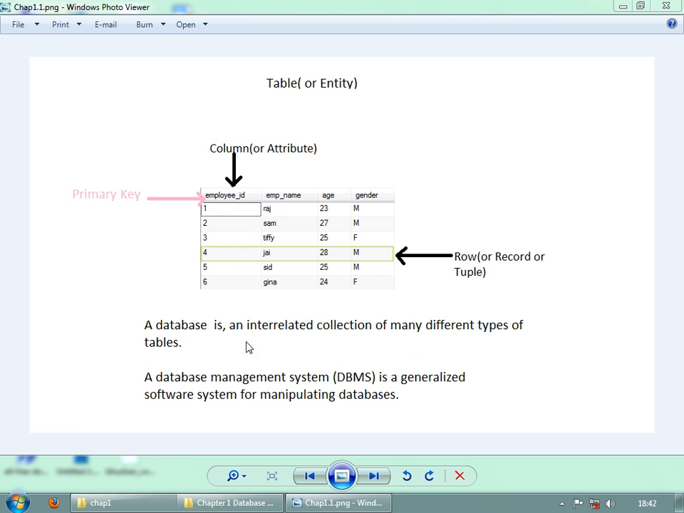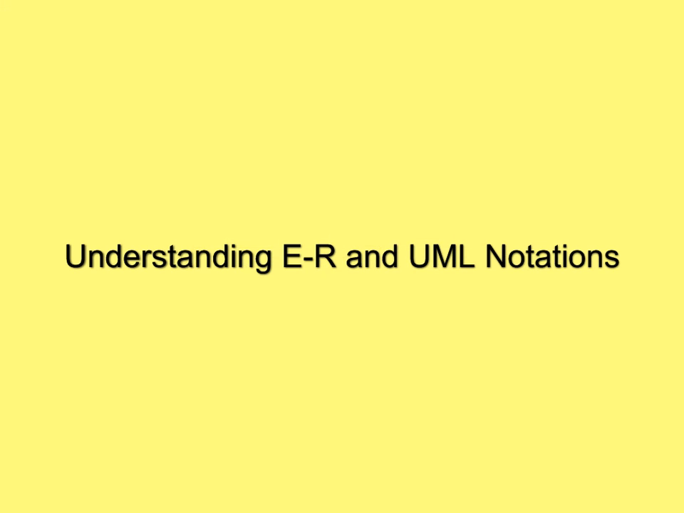A database is an interrelated collection of tables, whereas a database management system, that is DBMS, is a software which manipulates the database. So when we generally talk about database, it's the DBMS we are usually referring to.